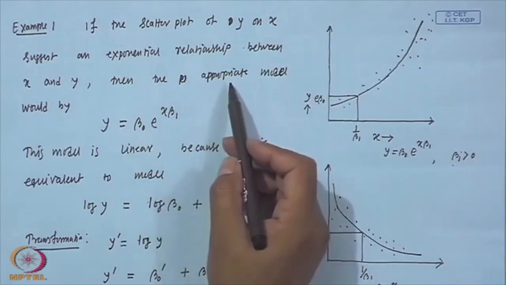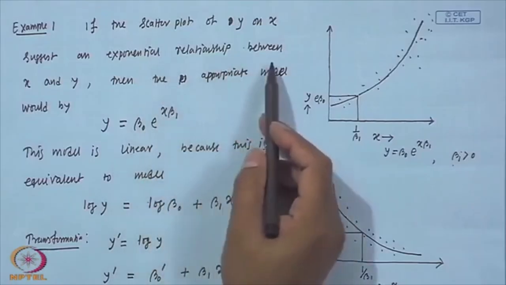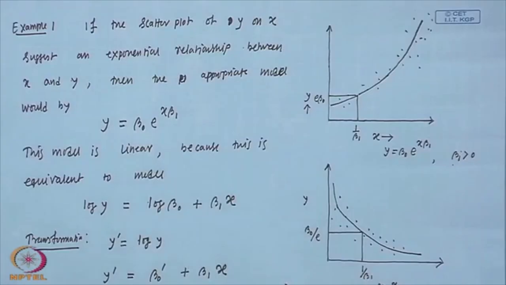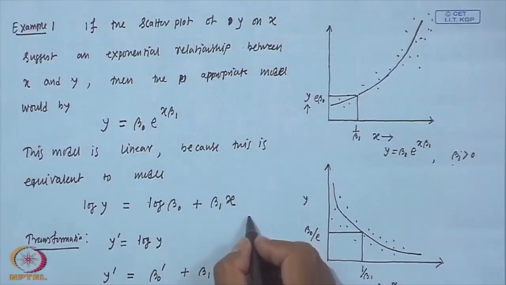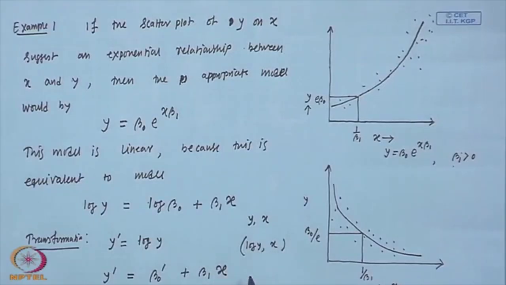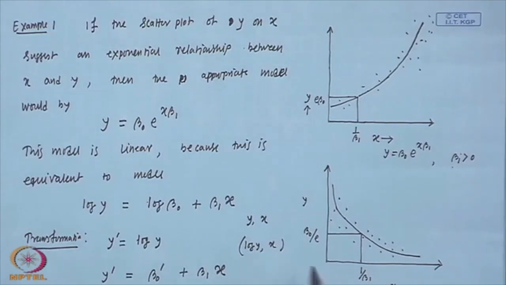So, if you see that the relationship is exponential between the response variable and regressor variable, then the appropriate model is this one, and then you can transform this model to a linear model. So, here given y and x, you transform y to log y, and then you fit a linear model using this transformed data. Okay.